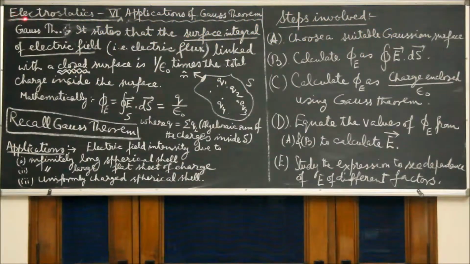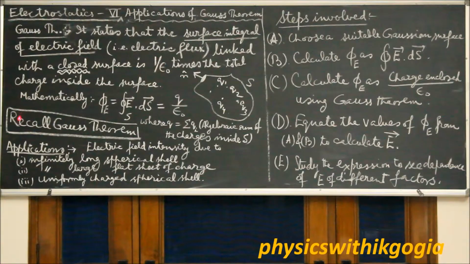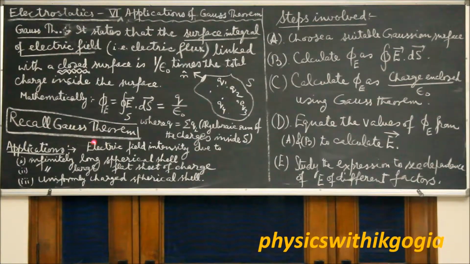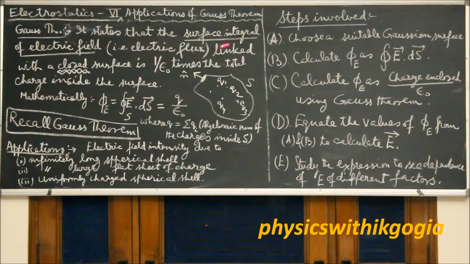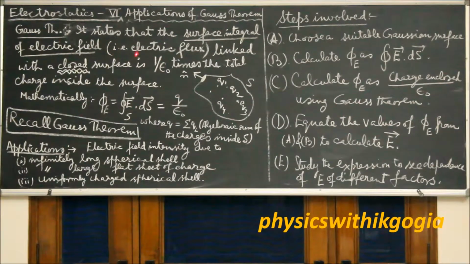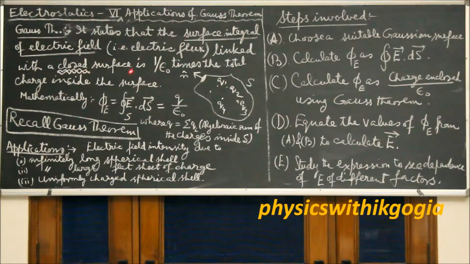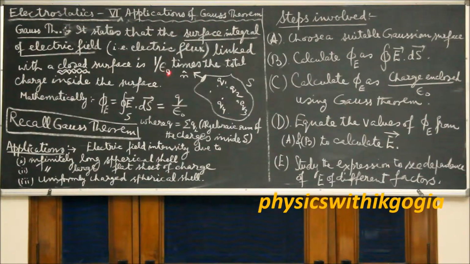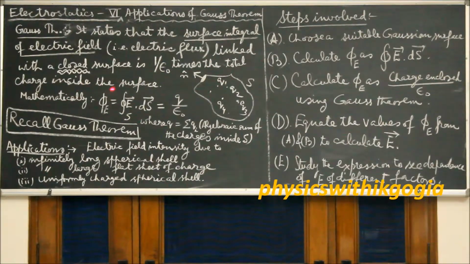In this video, Electrostatics Part 6, we will be studying the applications of Gauss Theorem. Let's recall what is Gauss Theorem. The Gauss Theorem states that the surface integral of electric field, or electric flux linked with a closed surface, is 1 over epsilon naught times the total charge inside the surface.